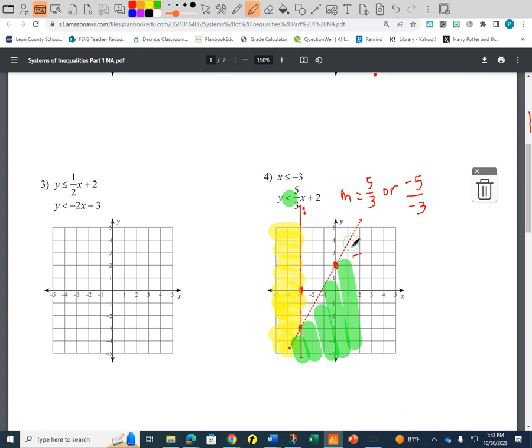Where does this one overlap? It's a very tiny space where this one overlaps. Do you see where it overlaps? Yes. I need a really fine point here. It only overlaps right here. This is where the shading overlaps. So there's a space right here.